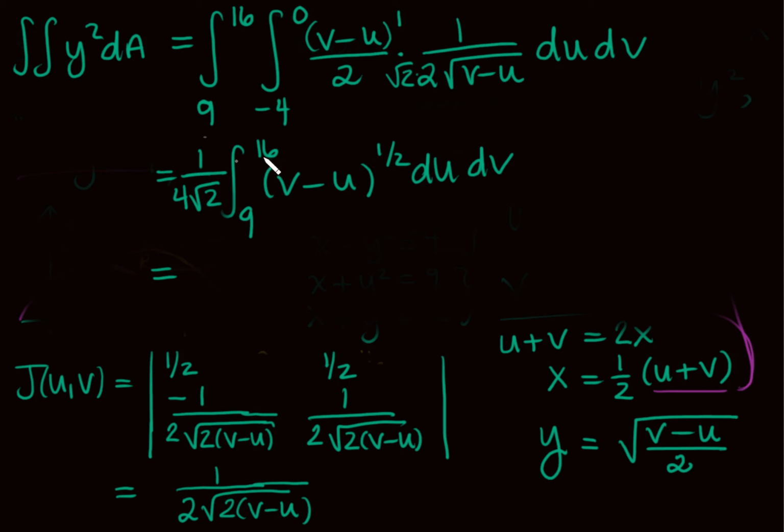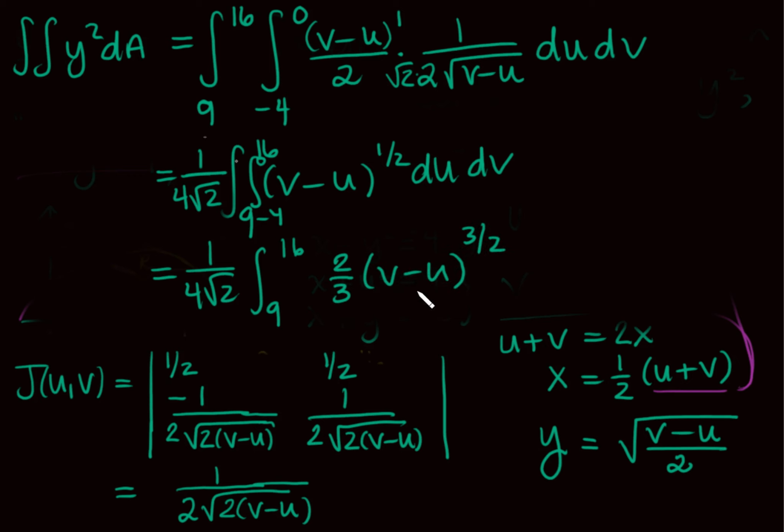Oh, I forgot my integral. Oh, you guys saw that. Sorry. So I have 1/4 root 2. I'm just going to take you one more step. 9 to 16. Okay, the antiderivative of this is going to be 2/3 v minus u to the 3/2, and then the derivative of the inside is -1, so divide by it, so I get a -2/3 from -4 to 0 dv. You will plug the 0 in for u, you will plug the -4 in for u, and then integrate one more time.